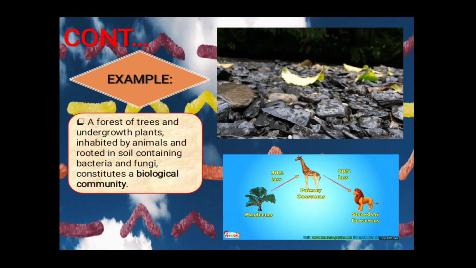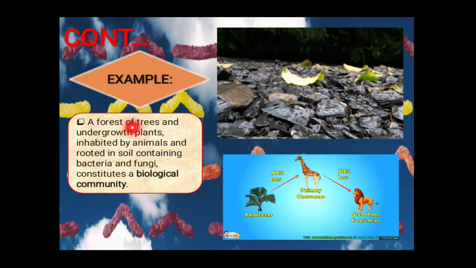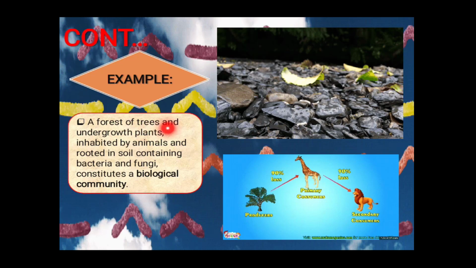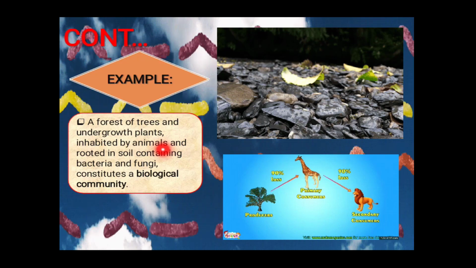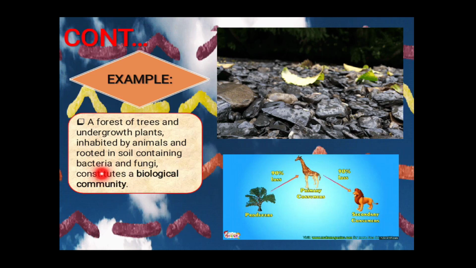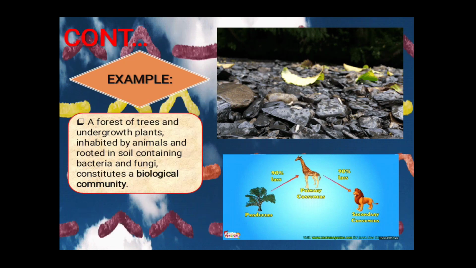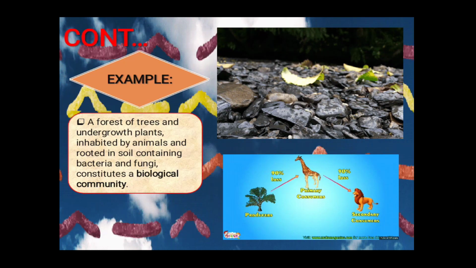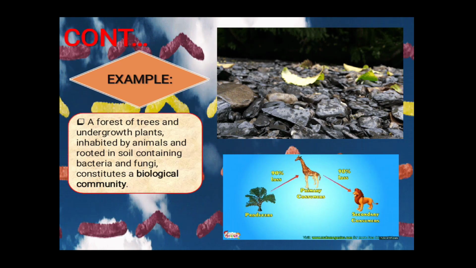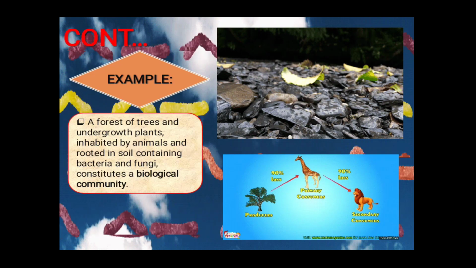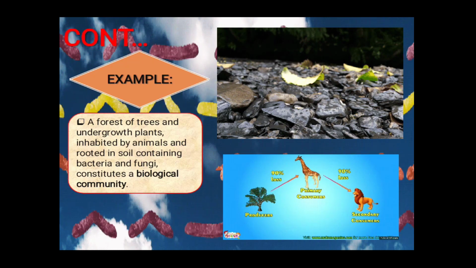Now we take a detailed example of a forest community. A forest of trees and underground plants inhabited by animals and rooted in soil containing bacteria and fungi consists of a biological community. In a forest community, plants and trees are present, underground plants are also present, animals are present, and fungi, bacteria and other microorganisms are also present. So microorganisms, fungi, bacteria, trees and animals are collectively known as a forest community.